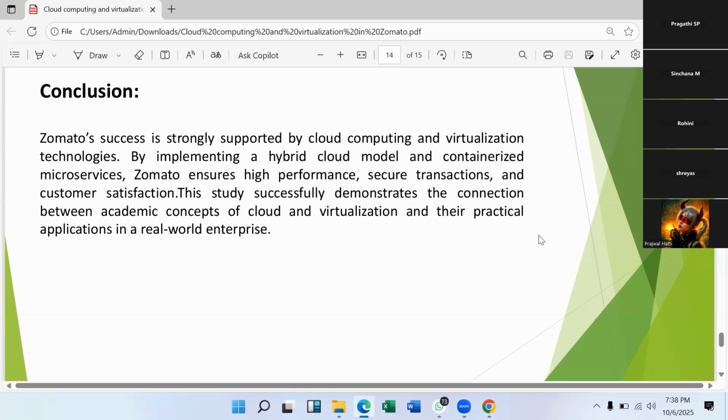Overall, this study shows how theoretical concepts such as cloud computing and virtualization, often studied in academics, are effectively applied in real world business scenarios. Zomato serves as a strong example of how these technologies enhance operational efficiency, reliability, and customer satisfaction.